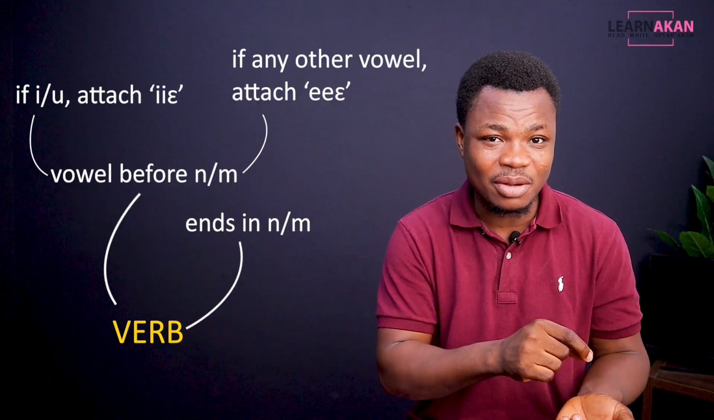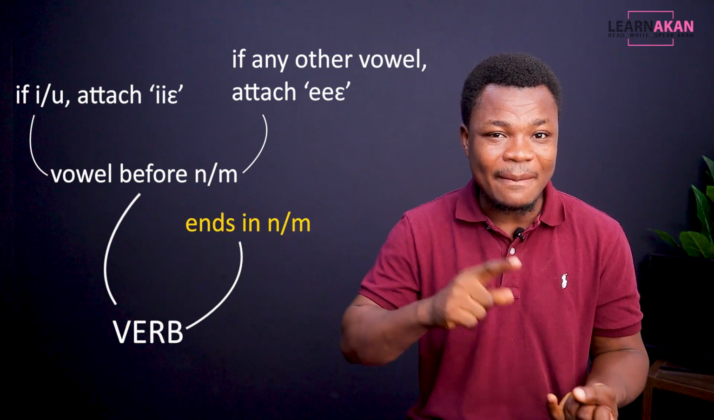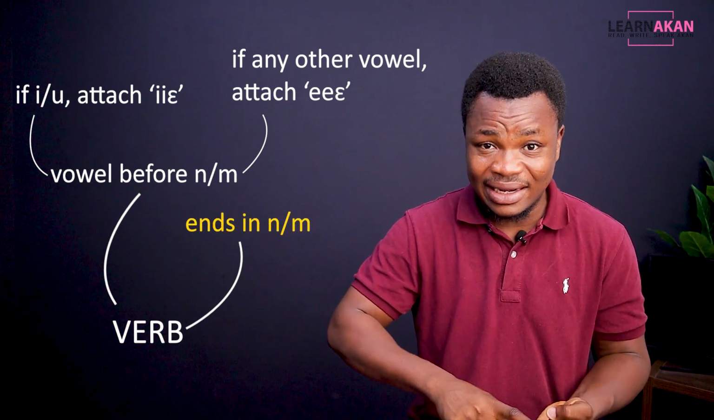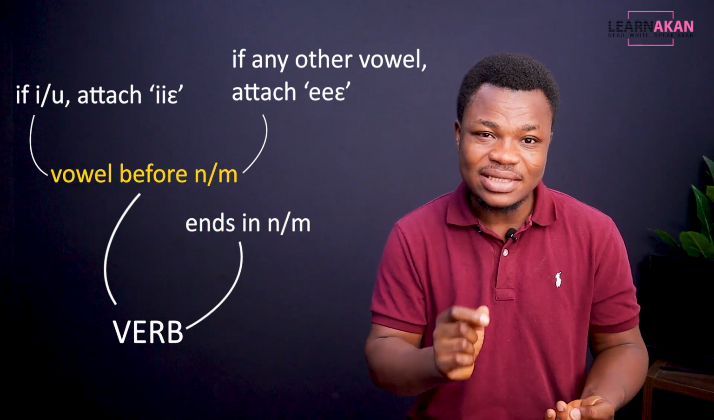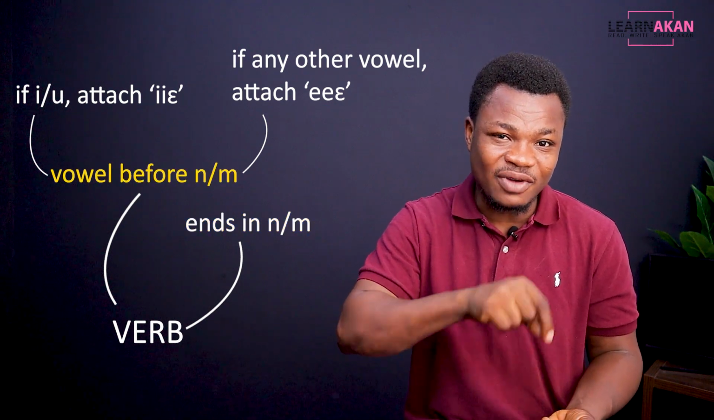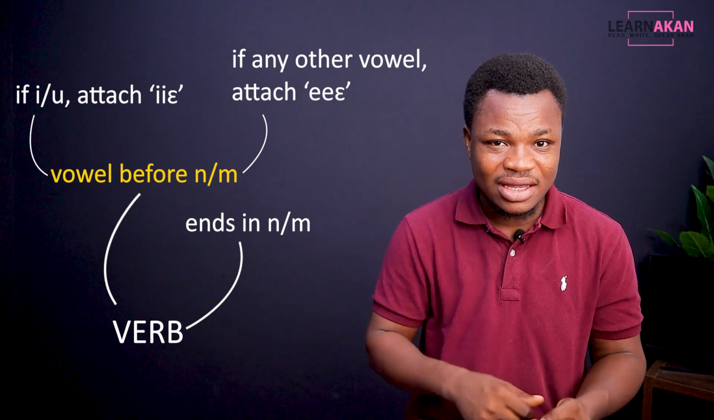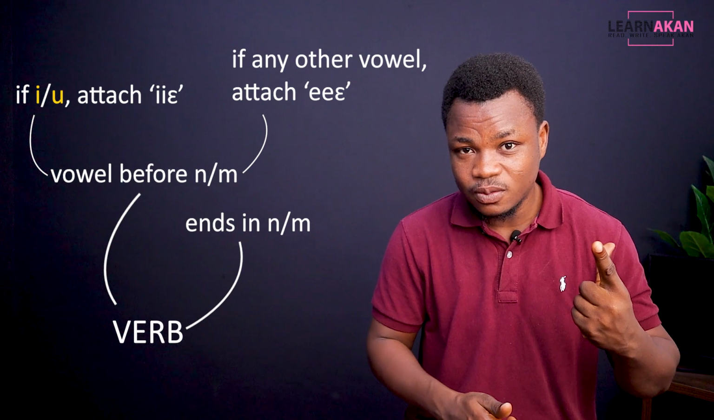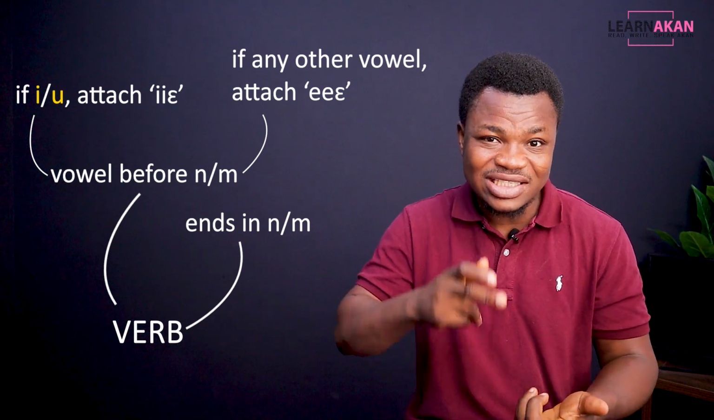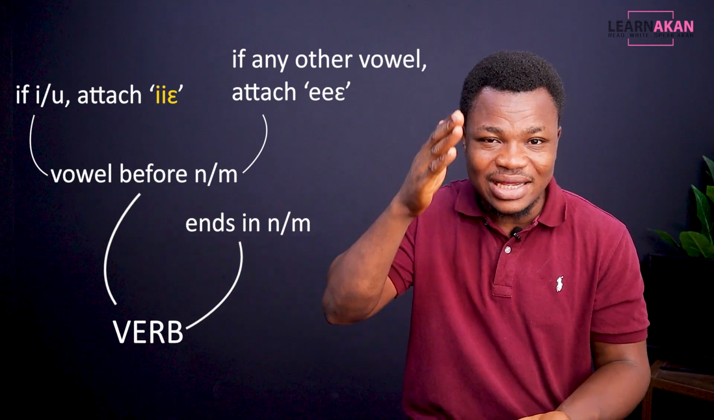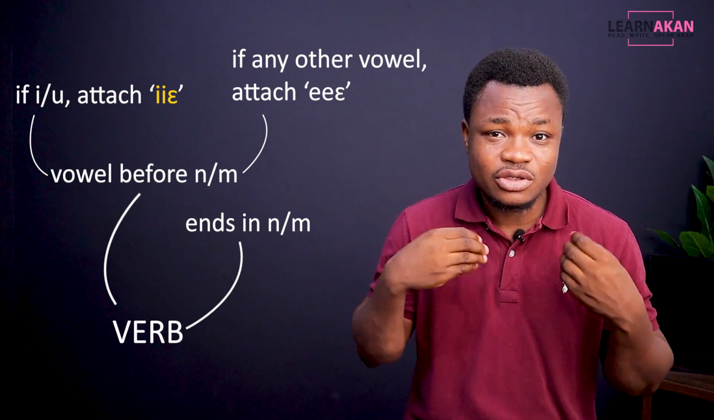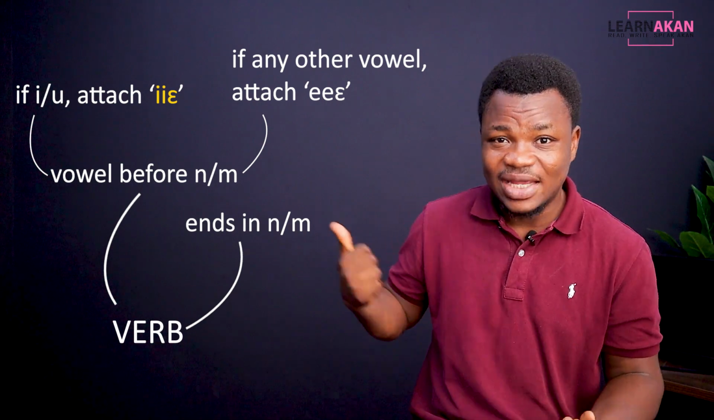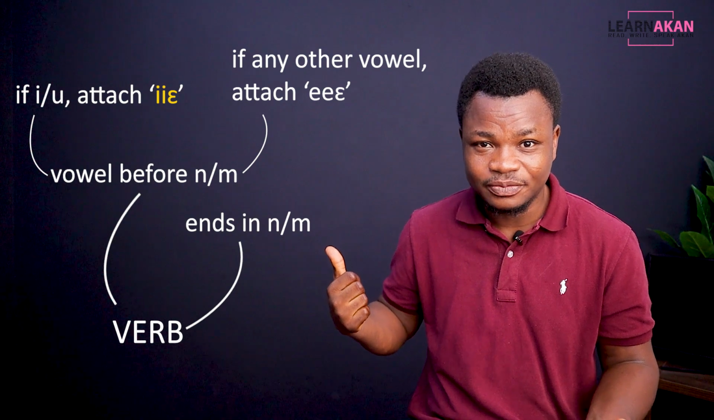So to summarize everything that we've said so far, if you come by a Twi verb that ends in a nasal, and you find that the vowel that comes before the final nasal is either an E or an U, then simply attach EE to the end of that particular verb to form its past tense in that environment.